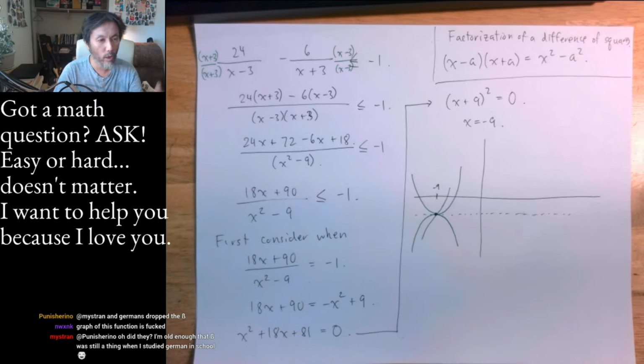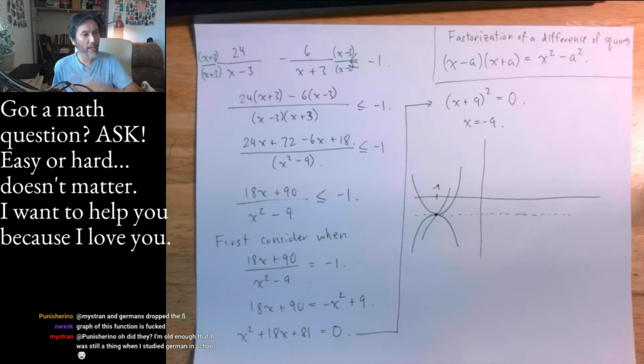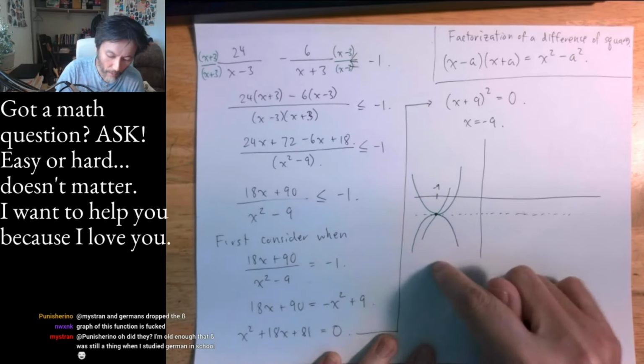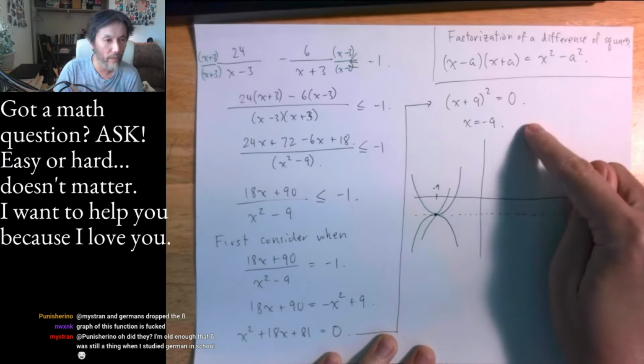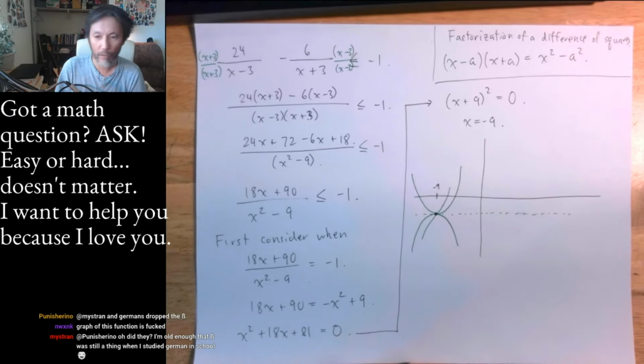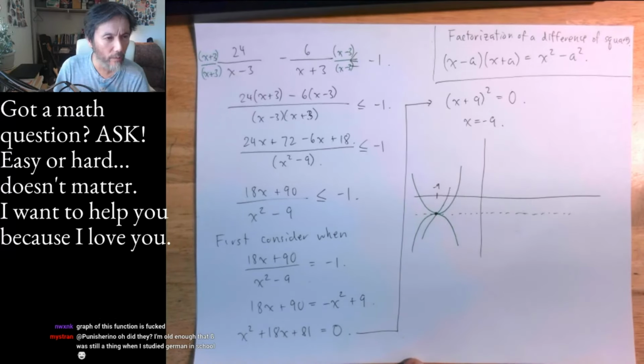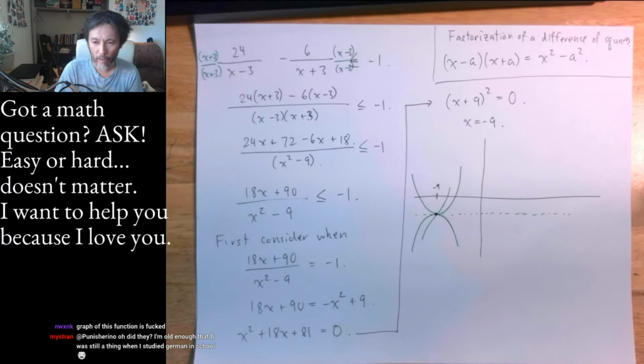As we go past that value of x, we see the graph going from below this dotted line to above it, or vice versa, above it to below it. What are those two additional values of x? Any idea?